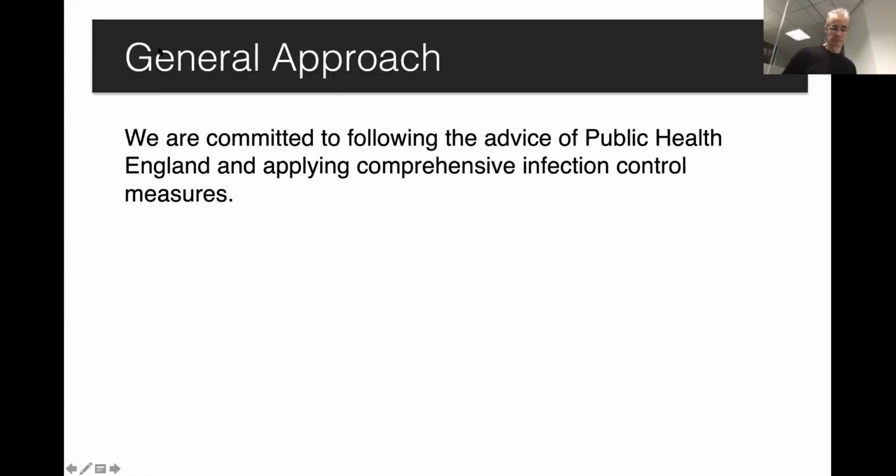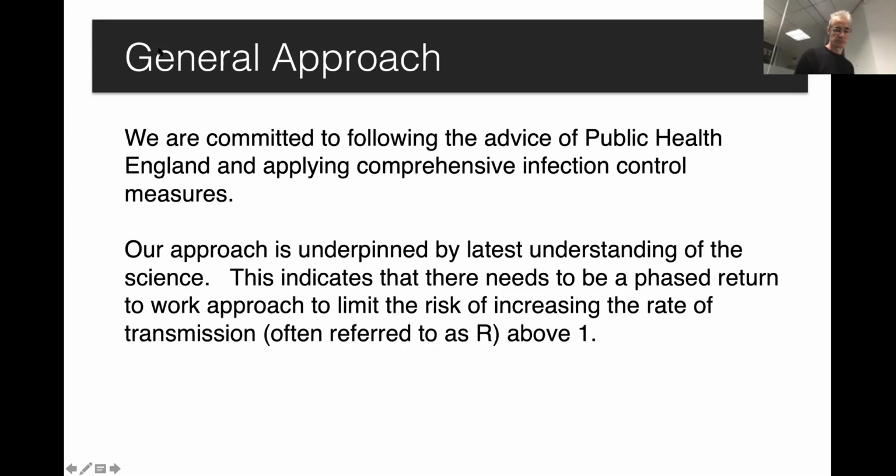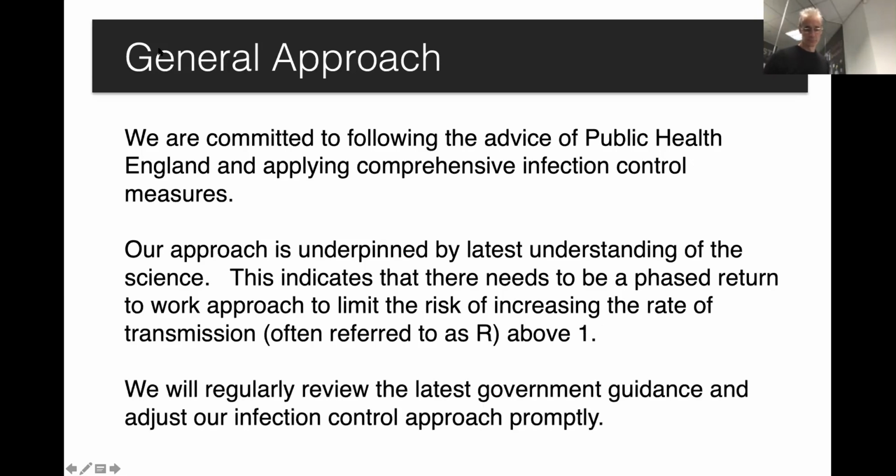We are committed to following the advice of Public Health England and applying comprehensive infection control measures. Our approach is underpinned by latest understanding of the science. This indicates that there needs to be a phased return to work approach to limit the risk of increasing the rate of transmission, often referred to as R above 1. We will regularly review the latest government guidance and adjust our infection control approach promptly.